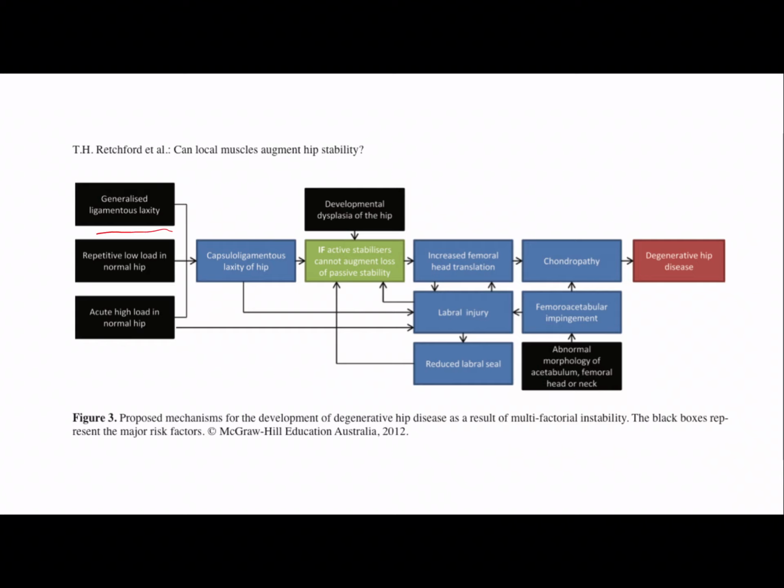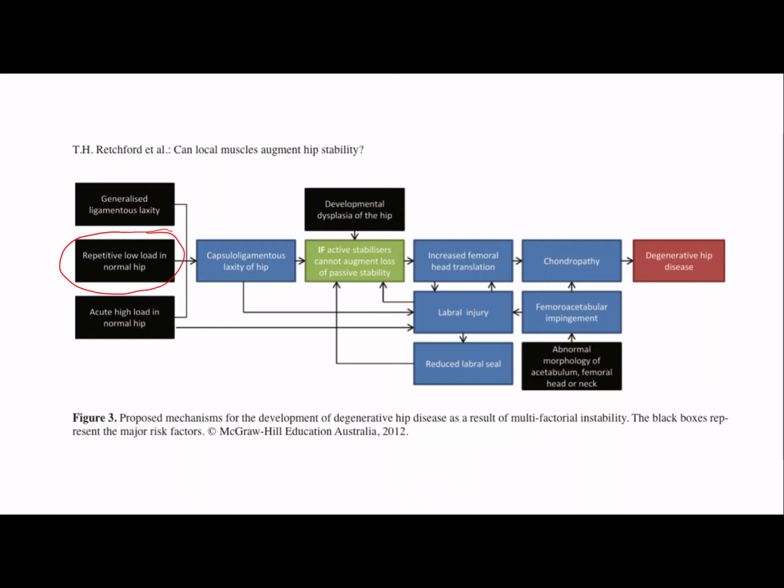So this time we're going to go over to the left side of the chart. We're going to talk more about the repetitive low load in the normal hip. So this is basically, we are repeatedly straining the ligaments of the hip through some of the motions that we do when we play sports. So my favorite example is actually looking at hockey players and the skating mechanics.